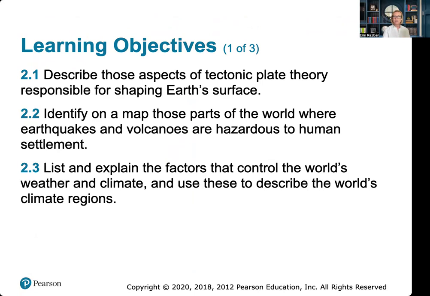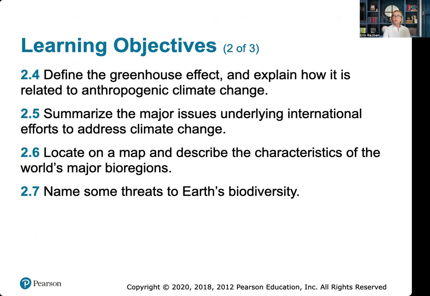First, we're going to describe aspects of tectonic plate theory that are responsible for shaping Earth's surface. Then, we'll identify where earthquakes and volcanoes are hazardous to human settlement. We will also list and explain the factors that control the world's weather and climate and use these to describe major climate regions. We'll define the greenhouse effect and explain its relationship to anthropogenic climate change.